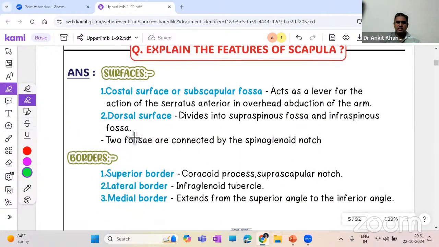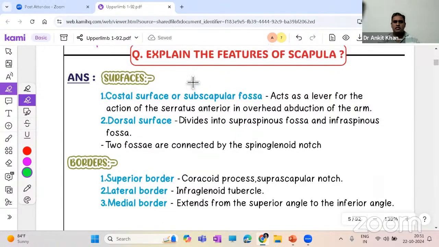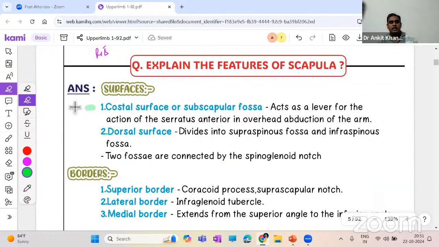Explain the features. The features of the costal or subscapular surface: this is the anterior part over here. It acts as a lever for the action of serratus anterior. The whole bone is acting as a lever only. The dorsal surface has a spinoglenoid notch. And what is the spinoglenoid notch?